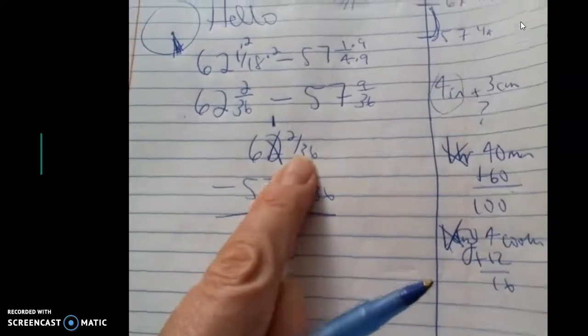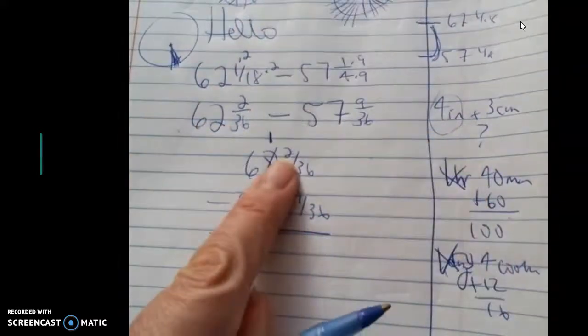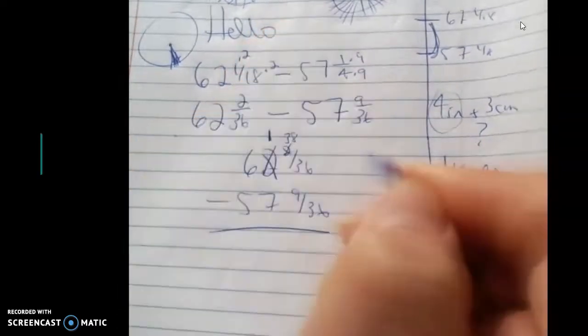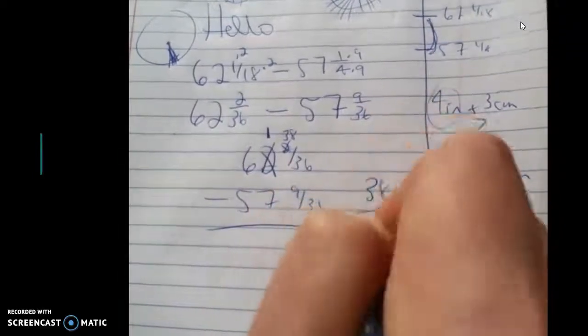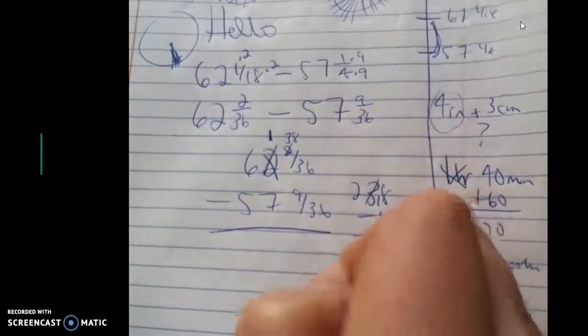So this is our unit. When we undo our unit, we're going to add 36 to that number right there. So 2 plus 36 is 38. So then I can subtract. 38 minus 9, you get 29.